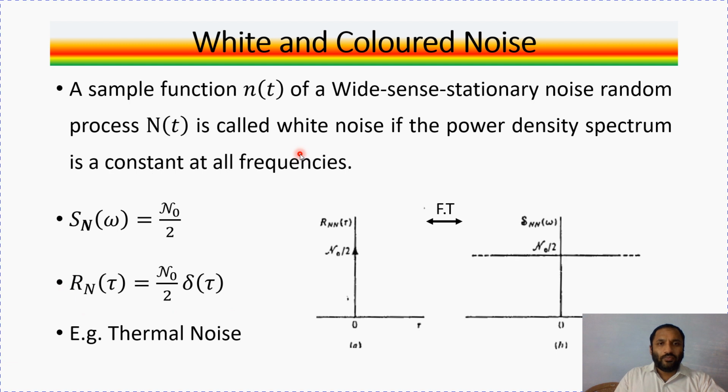Now, normally white noise has a zero mean. If it doesn't have a zero mean, it is quite easy for us to subtract that mean from the white noise and obtain a zero mean white noise. So if the noise is zero mean and the autocorrelation function only depends on tau, then we can call such a noise a wide-sense stationary process.